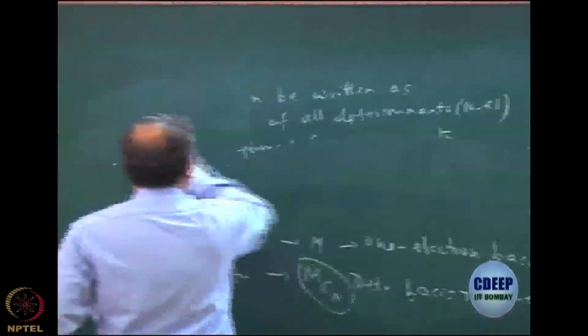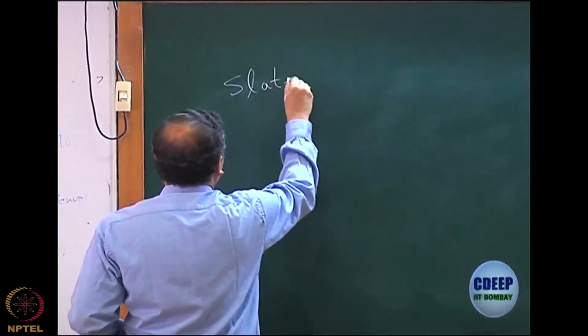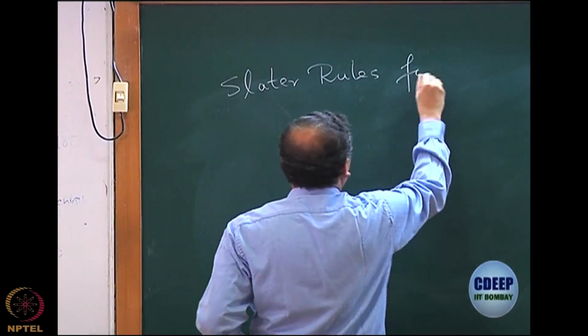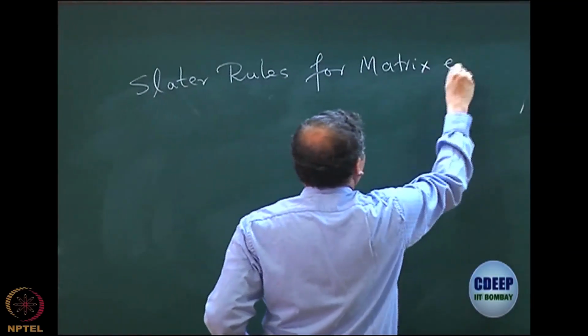So let me write down what is the problem. Again, to do this, there are certain rules. These rules were derived by John C. Slater, and they are usually known as Slater rules, Slater rules for matrix elements. In fact, these rules should be required even when I do CI.